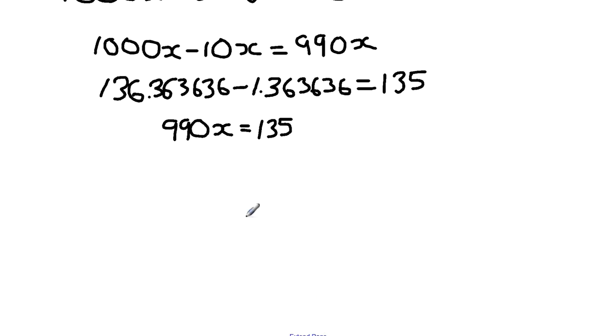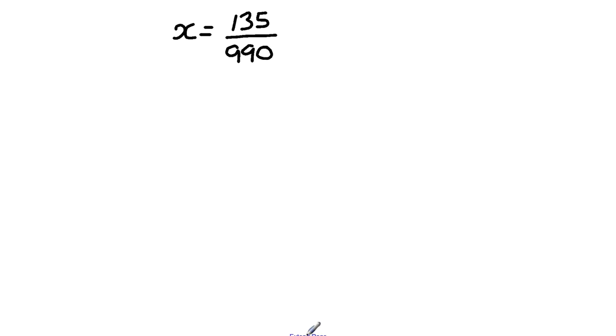So I'm going to divide both sides by 990. So we're left with x equals 135 over 990. Now I'm going to repeat the same process again, this time with the 0.2 reoccurring. So I'm going to let x equal 0.2 reoccurring.